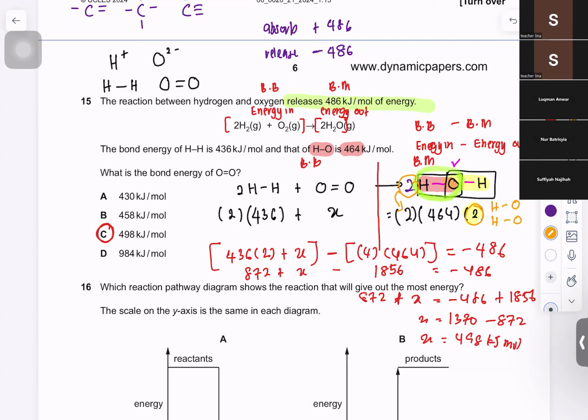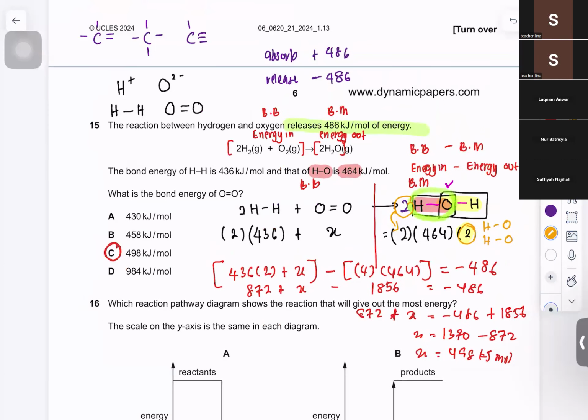Okay. Teacher, why is the energy release negative? Oh, dear, if it is release, you must put negative. Because when you release it to the surroundings, it is exothermic. This is exo. If it is exo, the sign must be negative.